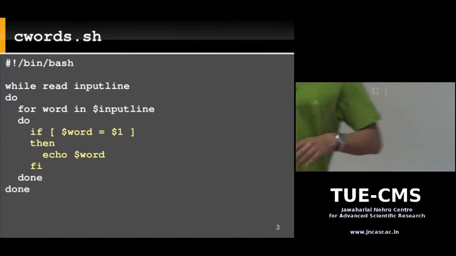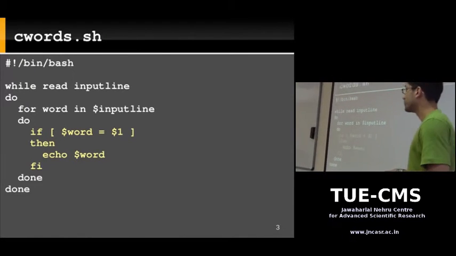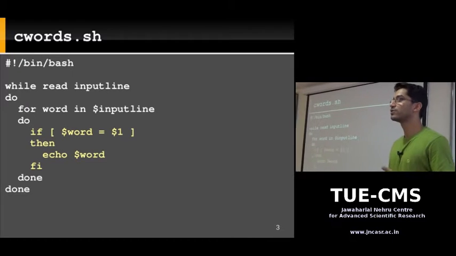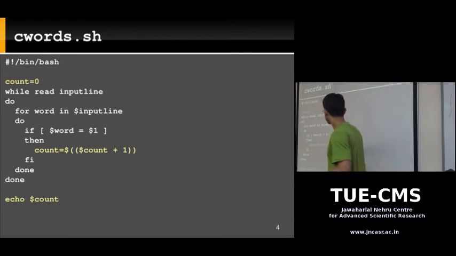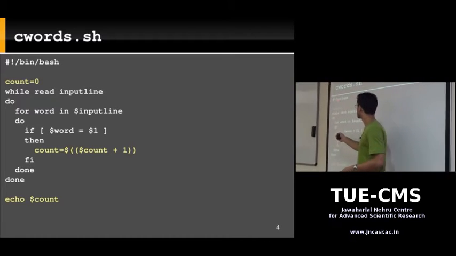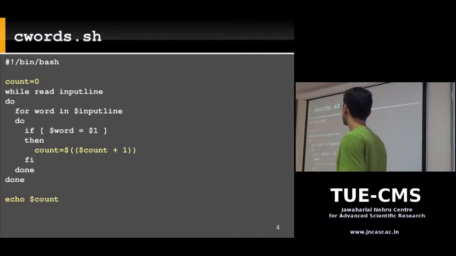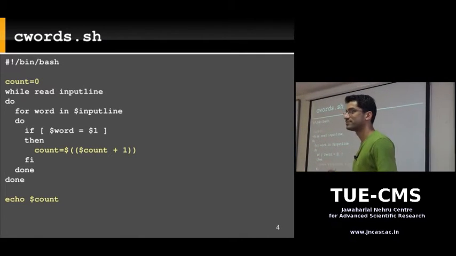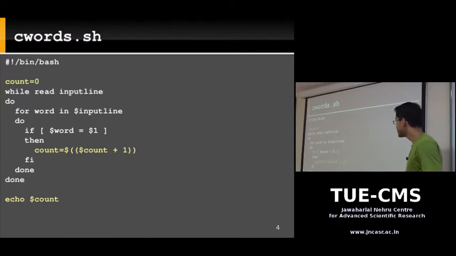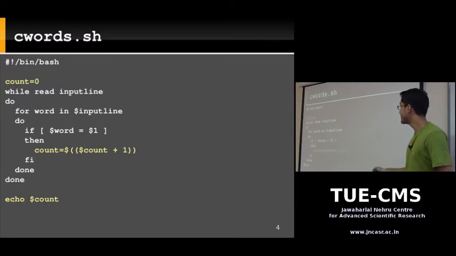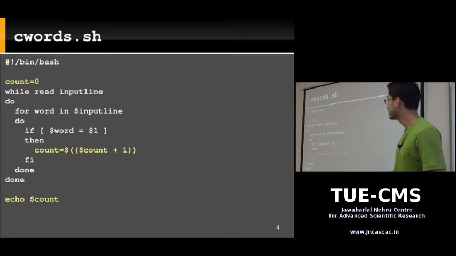Okay, so the next step. Now we're done with finding the words which we're looking for. The next step is we need to keep count of how many words we found. So how do you do that? You just need to add 3 lines here. In the beginning, before we begin any looping, we're creating a variable with a value 0 in it: count equals 0. Simple. Now within the loop, whenever the if condition is true, so if the word is matching the word we're looking for, then do this.